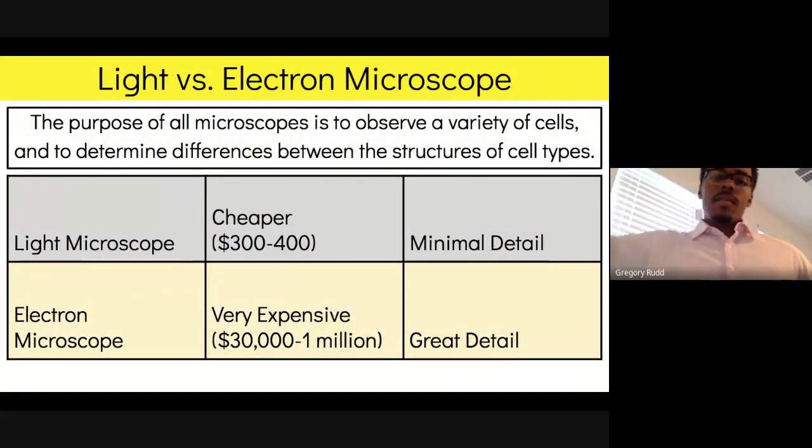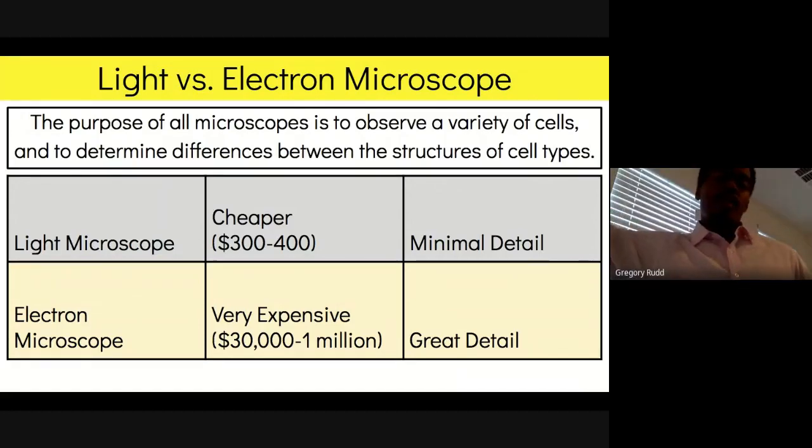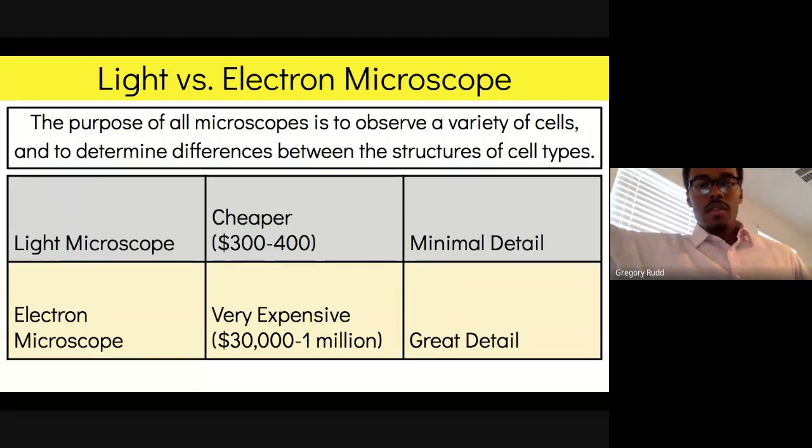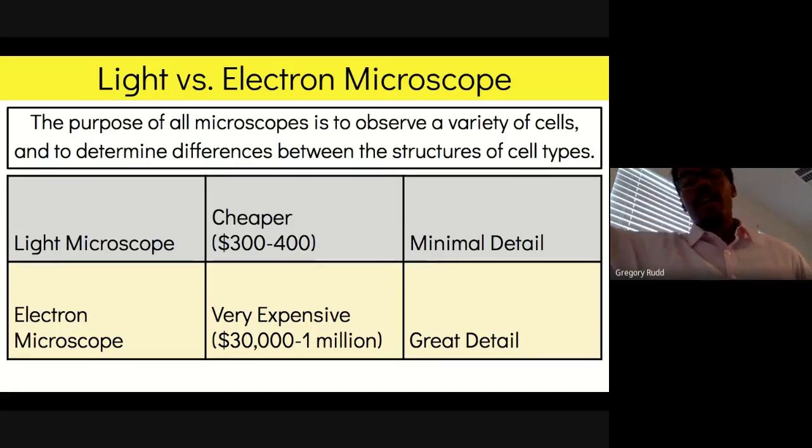And we talked about this briefly because Ayana asked the question. But there are two different types of microscopes, essentially. Though there are many more types than just two, but two that we are familiar with based on the pictures that we often see. A light microscope is cheaper and it provides minimal detail, whereas an electron microscope is expensive and provides a great deal of detail.